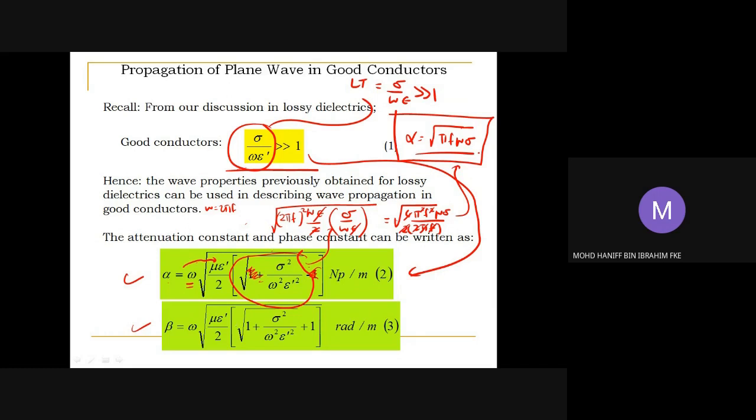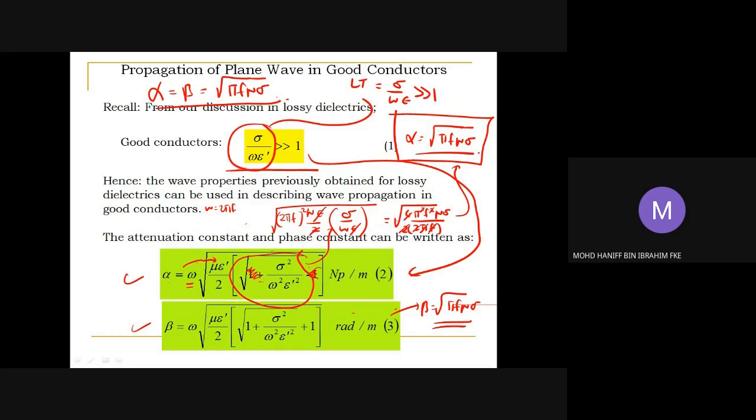And you can prove that by using a similar approximation for the loss tangent in equation number 3, beta will follow the same value as alpha. It means we have the same equation, square root of pi f mu sigma. So for a good conductor, it has been proved that alpha and beta are equal, each equal to square root of pi f mu sigma. Alpha is the attenuation constant and beta is the phase constant for the wave propagating in a good conductor.